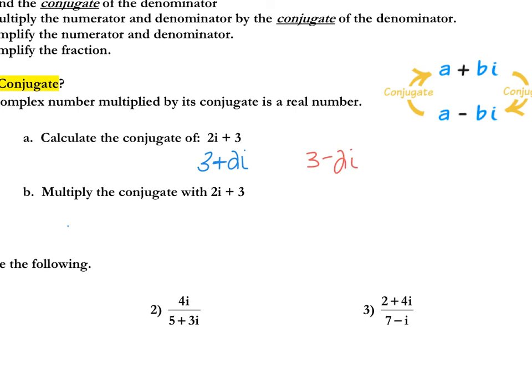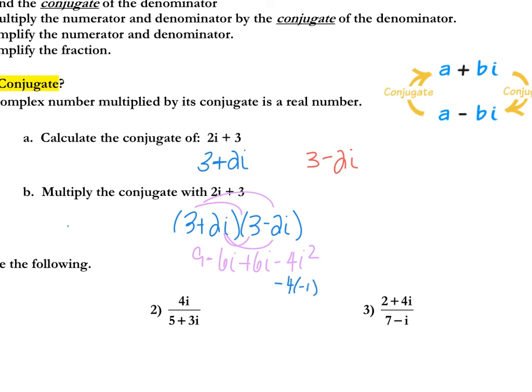Okay, so when you multiply those two together, just like with the radicals, the i's should all cancel each other out. So 9 minus 6i plus 6i minus 4i squared. Simplify powers of i. So this gives me 9, and then these cancel out, plus 4, which gives me 13.